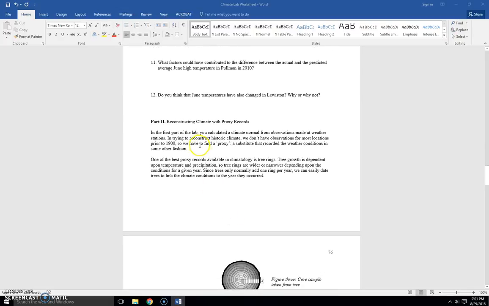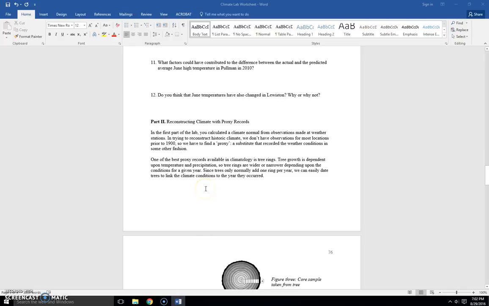And then part 2, reconstructing climate with proxy records. In the first part of the lab, you calculated a climate normal from observations made at weather stations. In trying to reconstruct historic climate, we don't have observations for most locations prior to 1900. So we have to find proxy or substitute records for weather conditions in some other fashion.